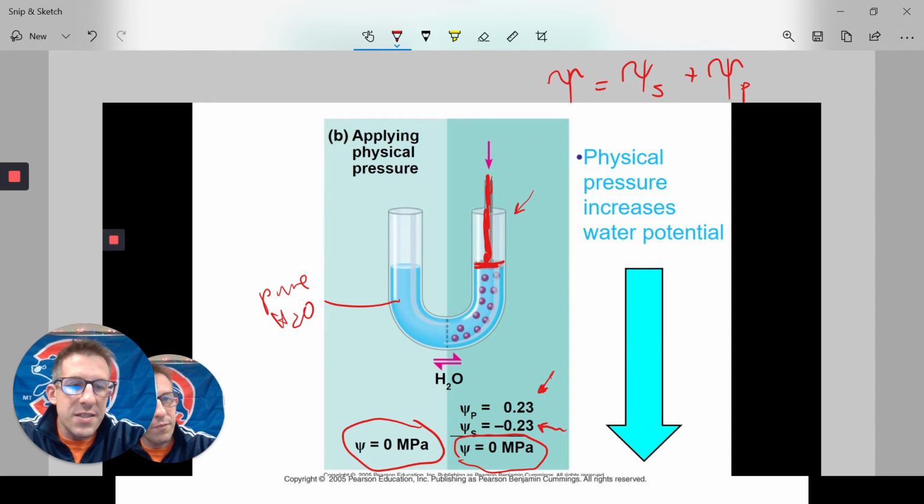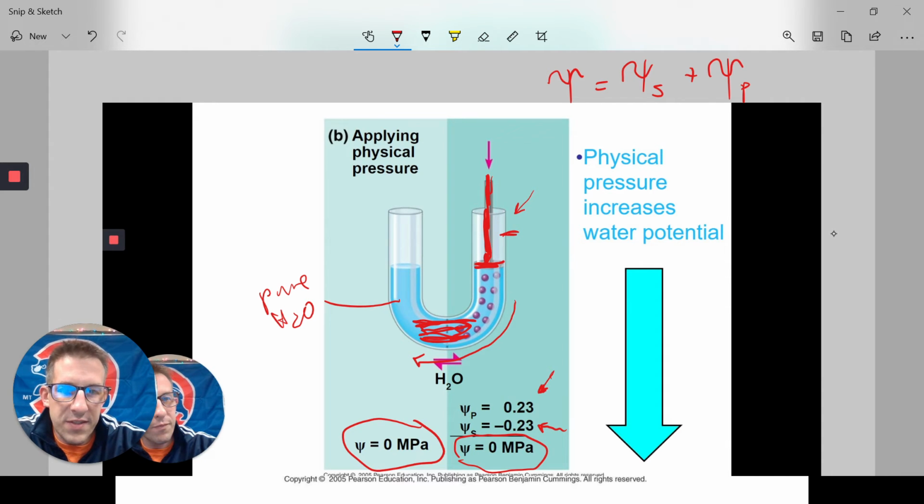Well, in isotonic situations, water will move back and forth, back and forth, back and forth. Okay? This system is technically at equilibrium, and it is at equilibrium because we have put physical pressure on this system. Yes, initially water will move from this side over here.